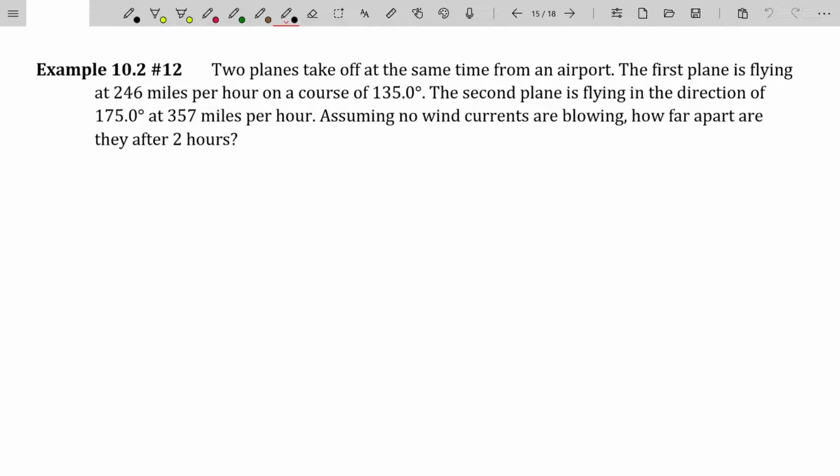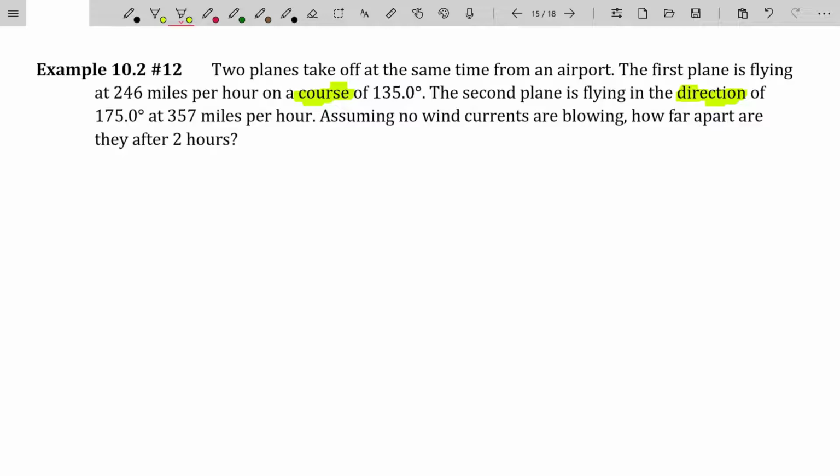Two planes take off at the same time from an airport. The first plane is flying at 246 miles per hour on a course, or a heading, that's what that means, of 135 degrees. The second plane is flying in the direction of 175.0 degrees at 357 miles per hour. Notice the words they're using here are not exactly heading. They use the word course and direction, which they really intend to mean heading. You just have to interpret that. That's just how it goes. Assuming no wind currents are blowing, how far apart are these planes after 2 hours?